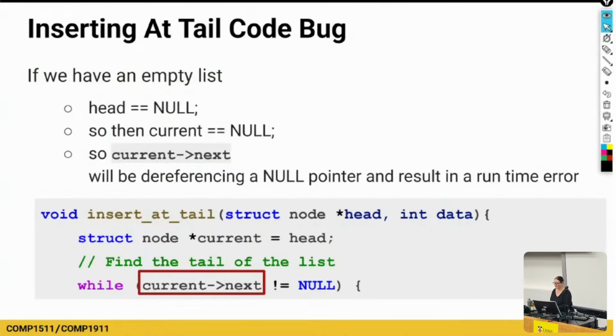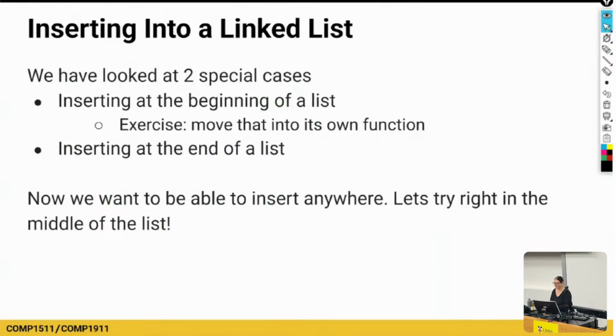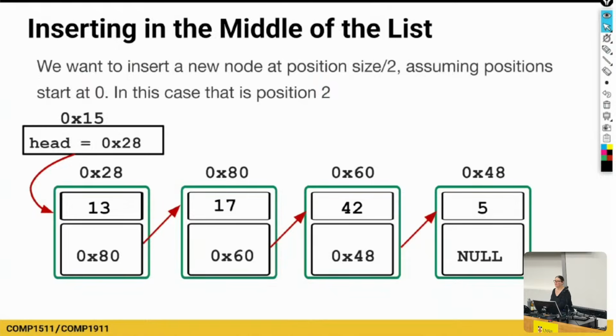So I'm just talking about different cases. This is all stuff we just went through. Now we want to be able to insert anywhere. To start with, we're going to try inserting into the middle of the list. There are all sneaky kinds of ways you can find the middle of the list without counting it first, but we're just going to go through and find out the size of the list.